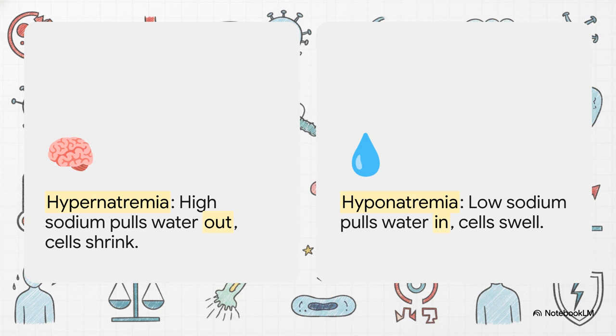Conversely, hyponatremia is low sodium in the blood. So the water rushes into the cells to equalize things, causing them to swell. And swelling inside the rigid, tight space of the human skull creates incredible pressure, leading to excruciating headaches and dangerous seizures. Once you get the mechanism, the symptoms make total perfect sense.